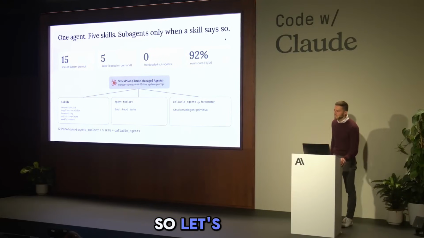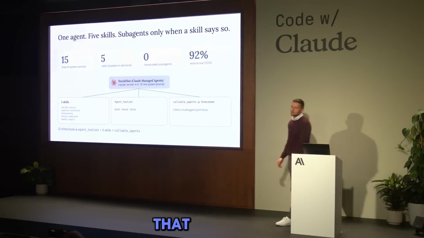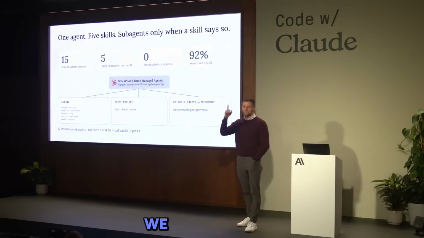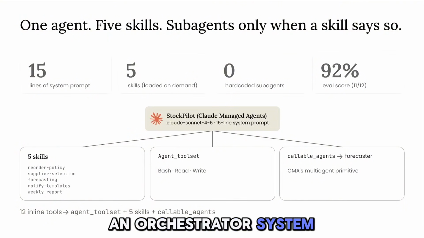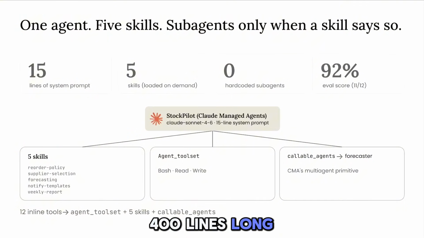Okay, so let's look at the architecture that we ended with. Again, refreshing us, we started with an orchestrator with a system prompt of about 400 lines. We had 12 tools, 3 of them were subagents. What did we end with after this exercise? We still have an orchestrator, but we deployed that on Claude managed agents because I didn't want to worry about infrastructure, scaling, security, etc. I just wanted to worry about my agent.